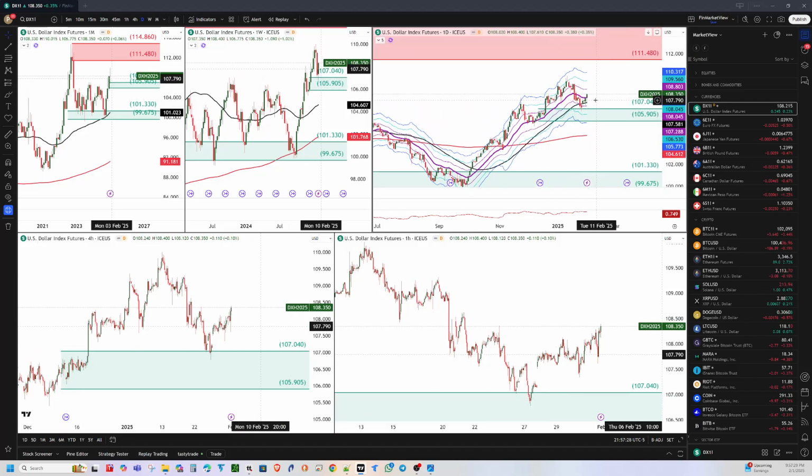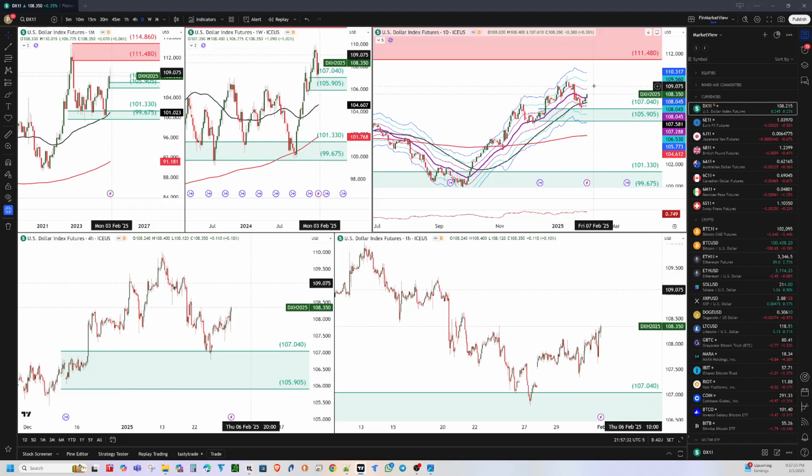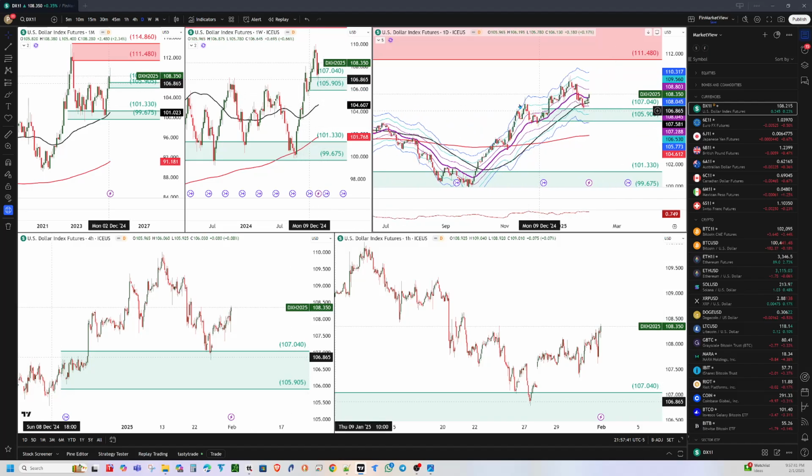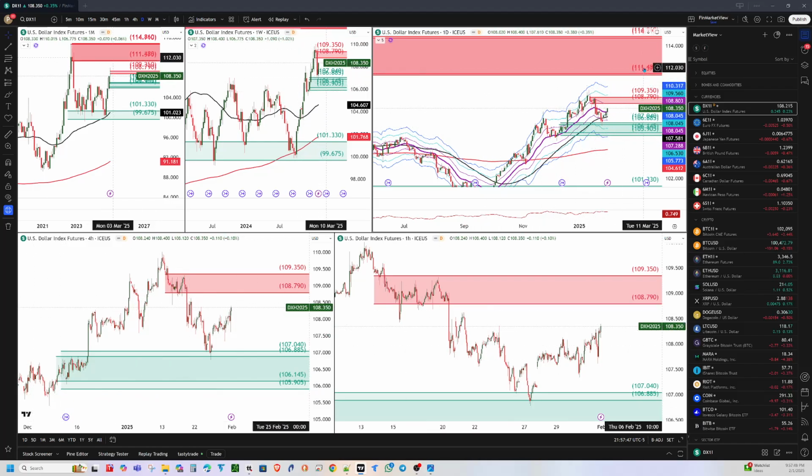And then I see a small resistance at 109. It may breach it or it may not, but if it tests it and then comes back to test this low again, 107. But I see the dollar index has a strong uptrend, and it will potentially reach back to the 112 area, which I am seeing.